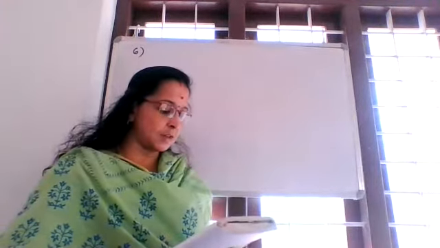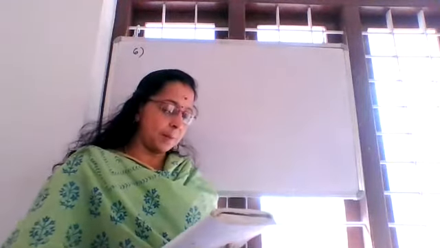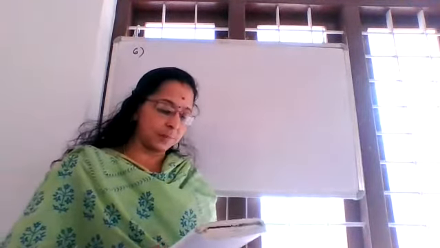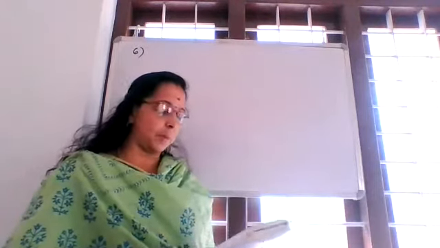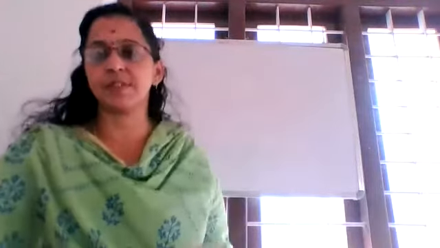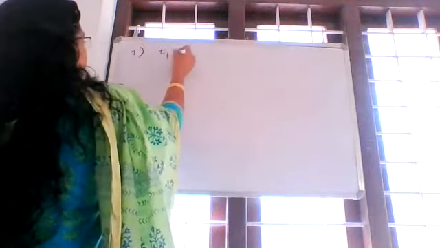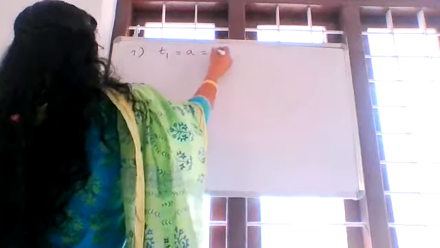Seventh one. First term of an AP is 5, the last term is 45, and the sum of its terms is 1000. Find the number of terms and the common difference of the AP. First term of an AP is 5. So how can we represent the first term of an AP? T1 is equal to 5, or we can represent it as a is equal to 5.